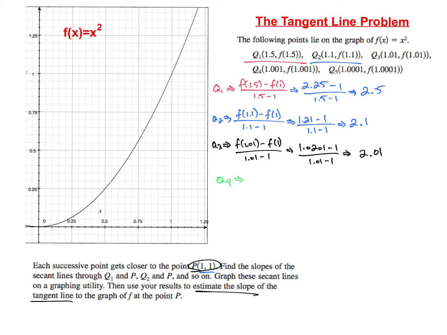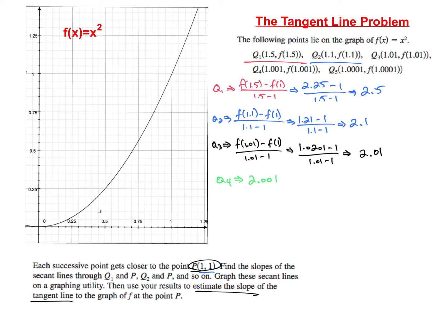Now, without even doing it, because I don't feel like it, what is the slope between 1, 1 and our point 1.001 and f of 1.001? What is the slope there? What do we think? 2.001. All right. And then if we did it again, what do we think there?